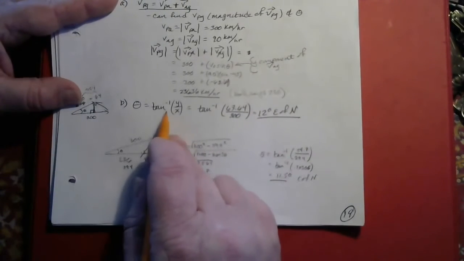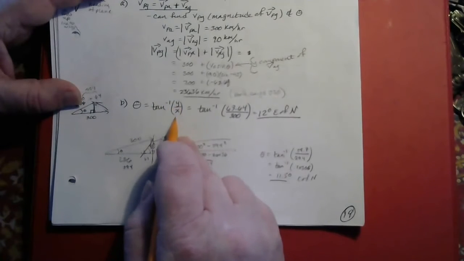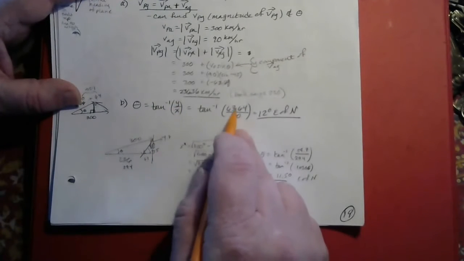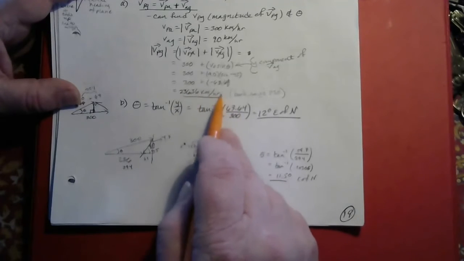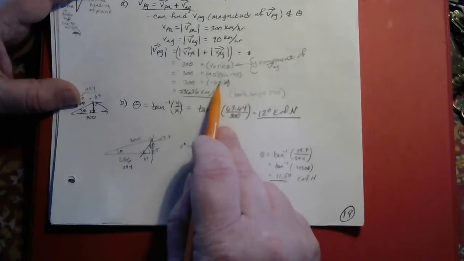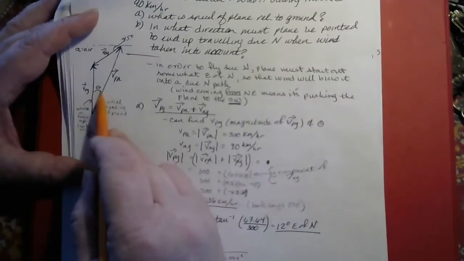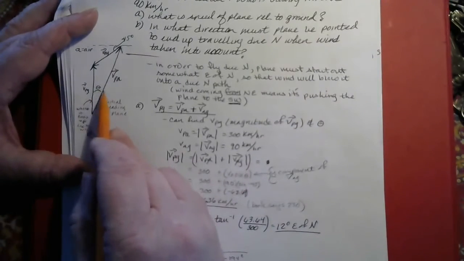And anyway, the angle should simply be the inverse tangent of y over x. That would be the inverse tangent of 63.64, the y direction, over the 300, which would be 12 degrees east of north. And so that is this direction here, 12 degrees east of north.